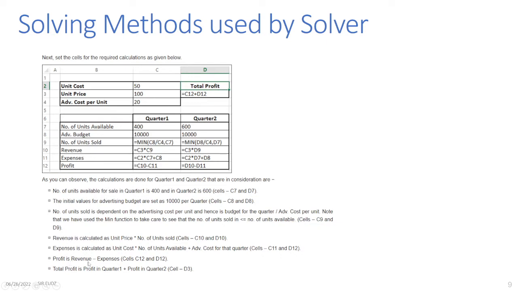Profit is revenue minus expenses. So we have revenue at cell C10 minus C11, so C10 minus C11. Here the same, we have D10 minus D11. And the total profit is profit in quarter 1 plus profit in quarter 2. So we have placed here the total profit, which is C12 plus D12. So we have now set up our calculations.